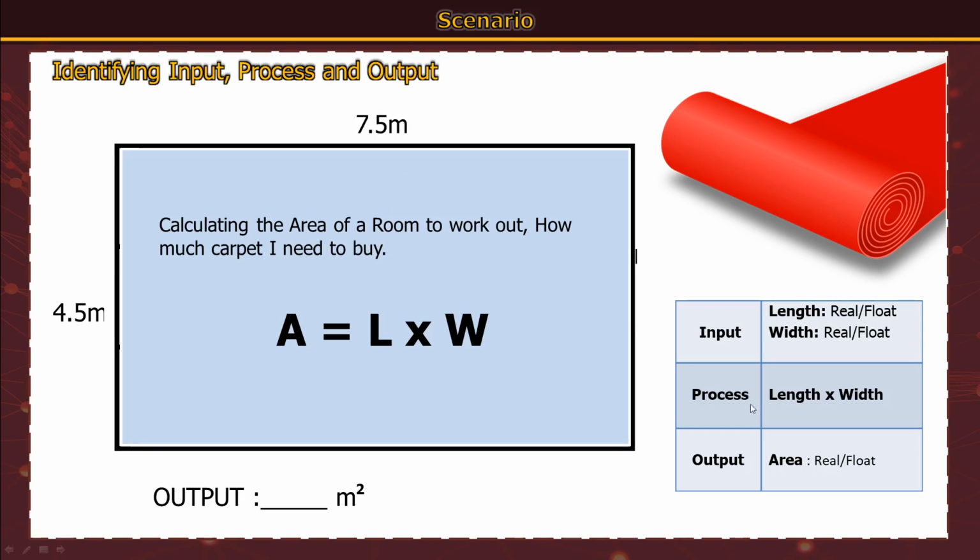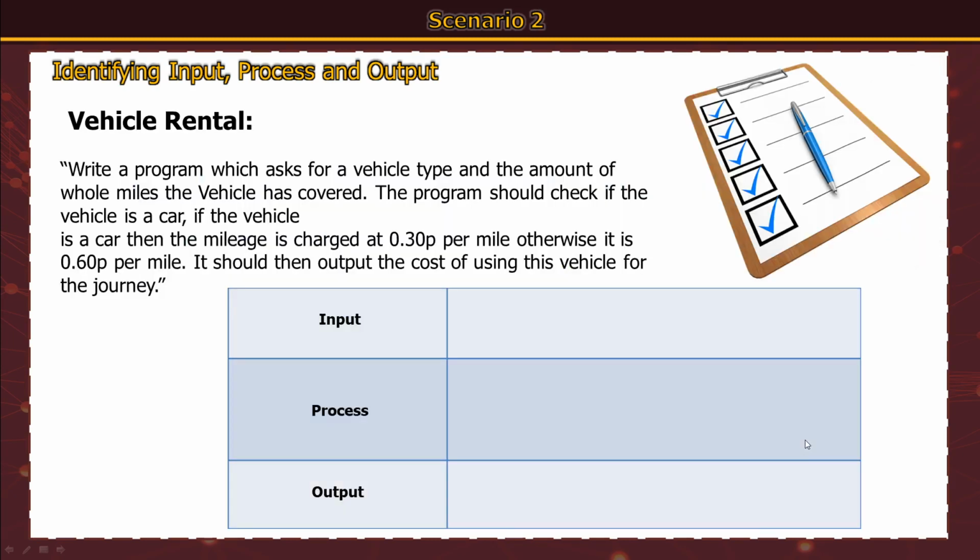Now the process would be working out that equation, so the length times the width to get the answer. And the output would be outputting the answer to the screen. So in fact, very simplistic. I want to move forward. Here's a scenario that you're going to stop, pause and have a go at.